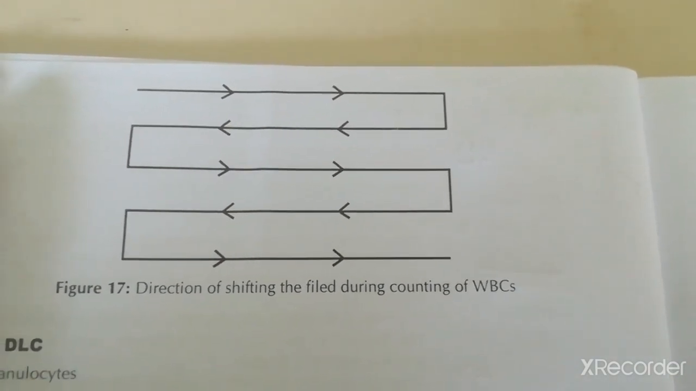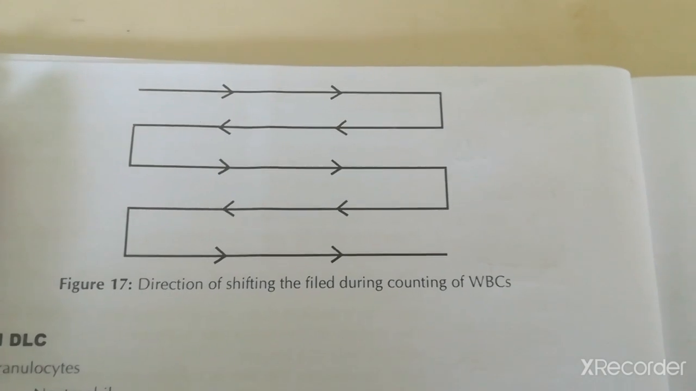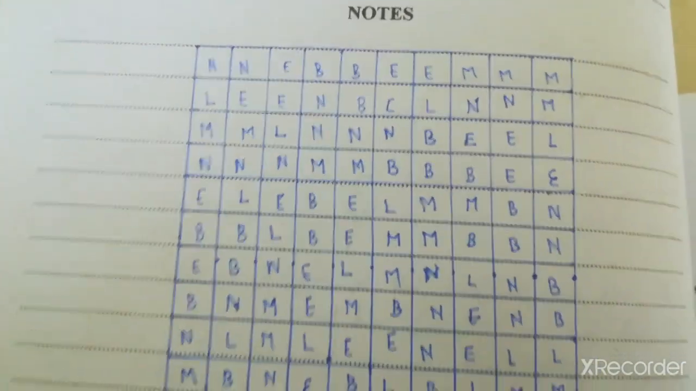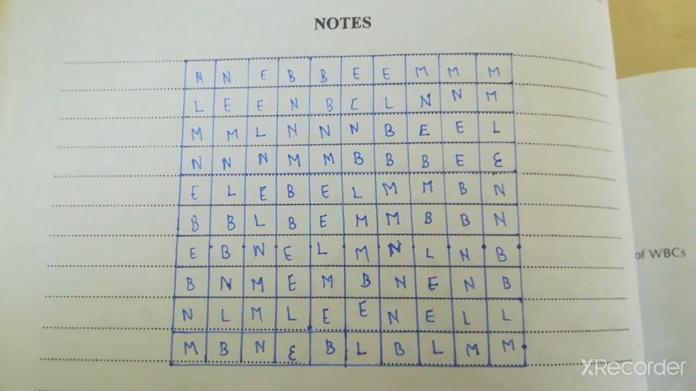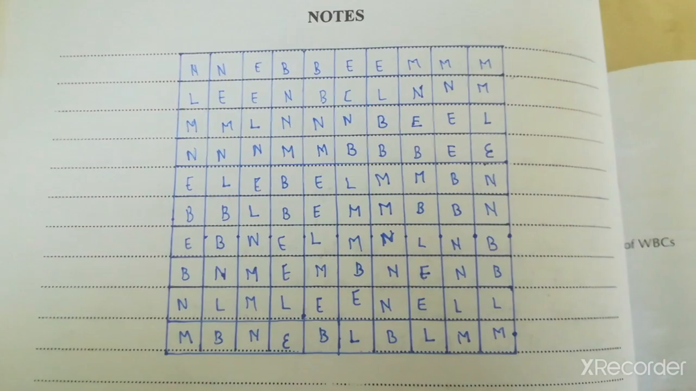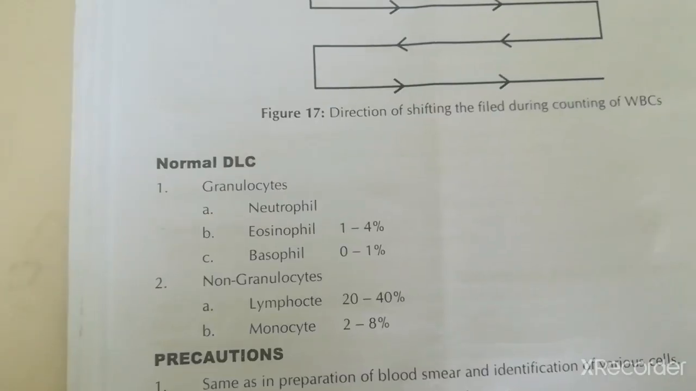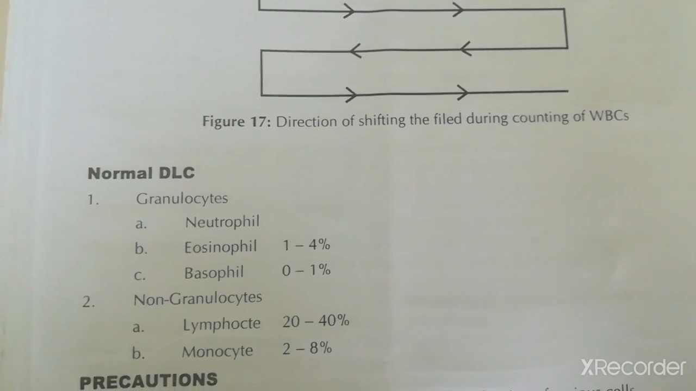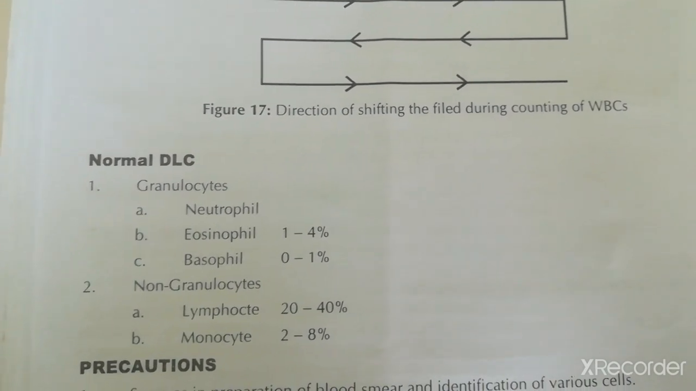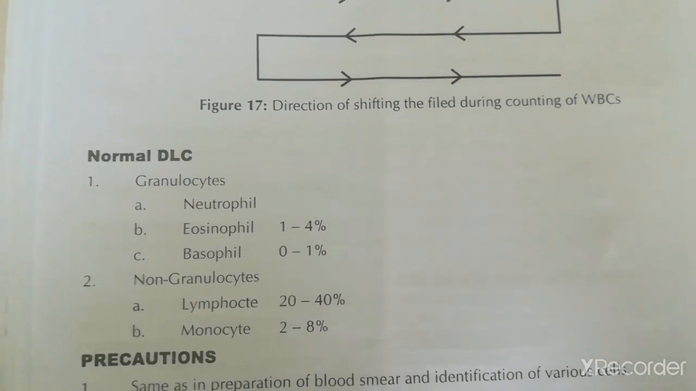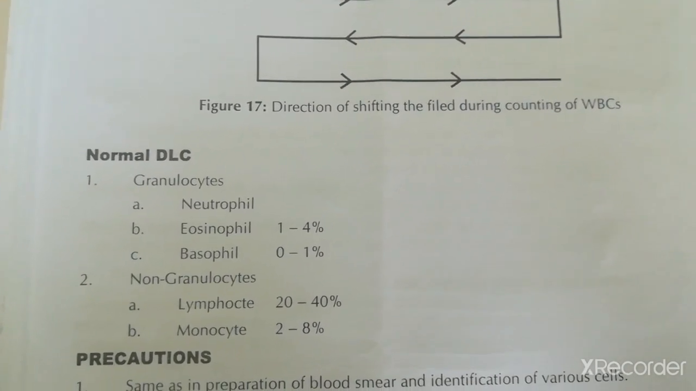As you visualize the WBCs, start adding them in the square you made beforehand. Use the initials of the cells and enter the initials in the 100 boxes. After entering the WBCs within the boxes, calculate the percentage of each type of cells and give results.